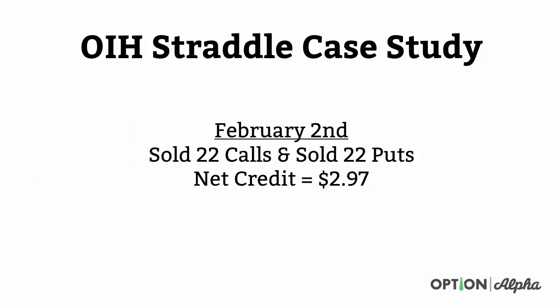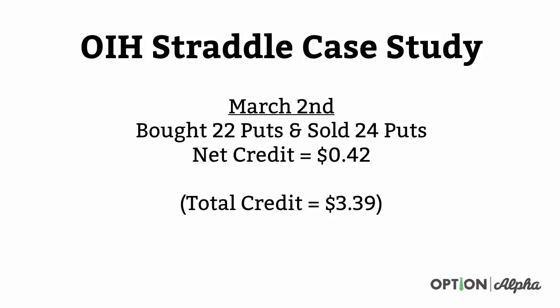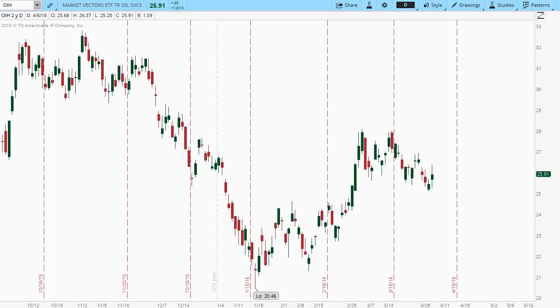So what ended up happening, obviously the stock rallied, and we went ahead on March 22nd and bought back our 22 puts and went a little bit inverted here and sold the 24 puts. So we rolled our 22 puts higher to the 24 strike for a net credit of $42. Now we take in a total credit at this point, after all adjustments so far, of $3.39 after rolling this trade higher. So basically what we did is, as the stock was rallying higher, we took our 22 strikes, which are here, and we rolled them up to 24.